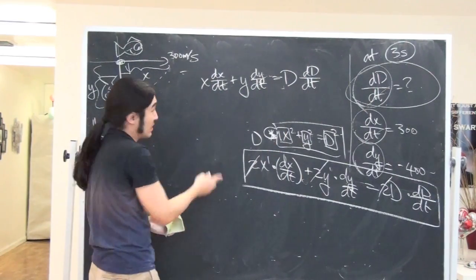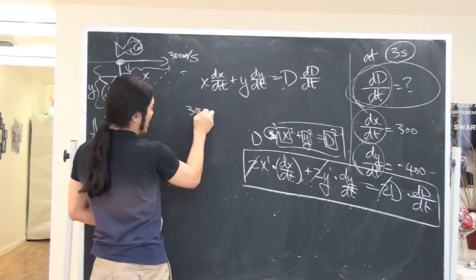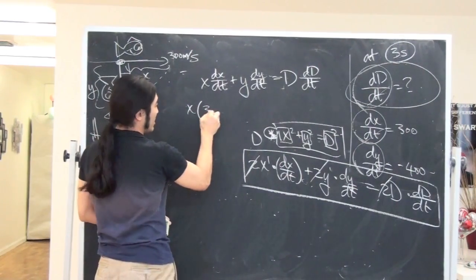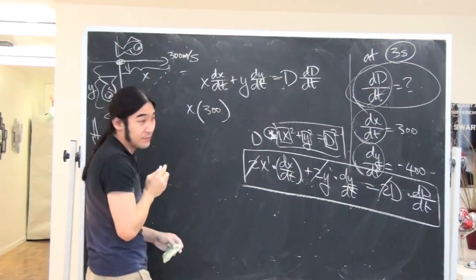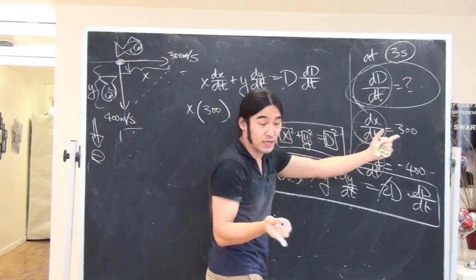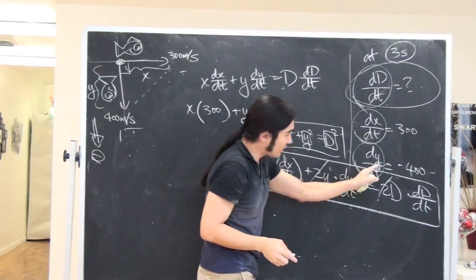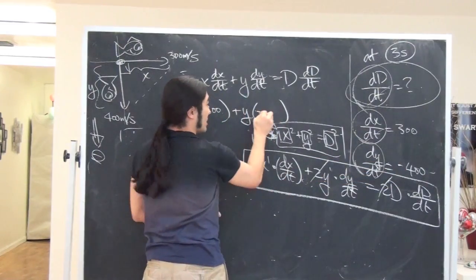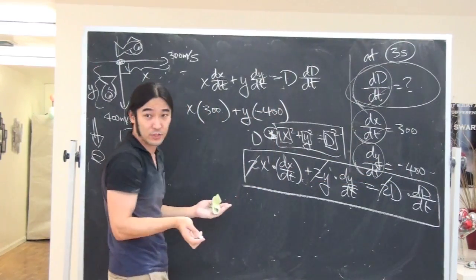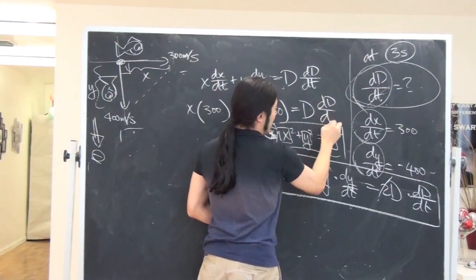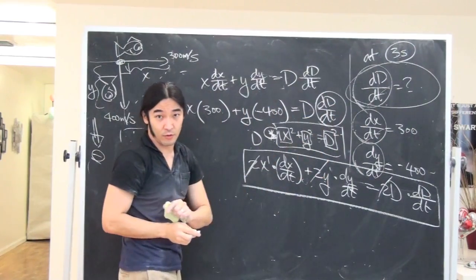I can plug in some of these numbers. So like for x, well, not x, but dx/dt, we can plug in 300, right? So dx/dt is 300, no big deal. Y times dy/dt, dy/dt was negative 400. Don't worry, it's not going to be an issue. The sign will work out just right. And then dd/dt. But this is the guy I wanted to solve for, right?